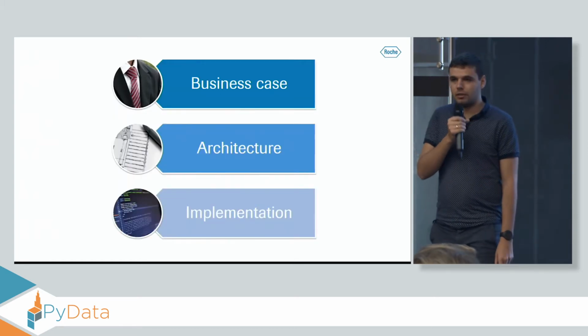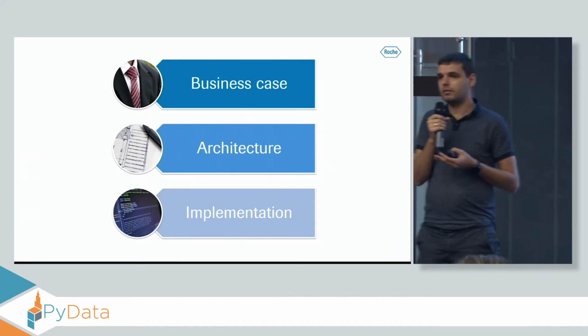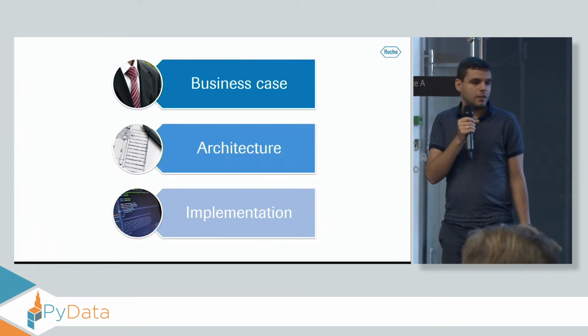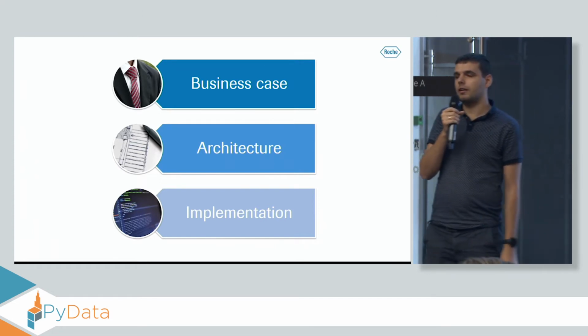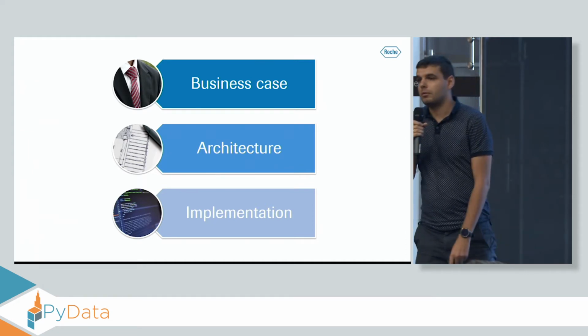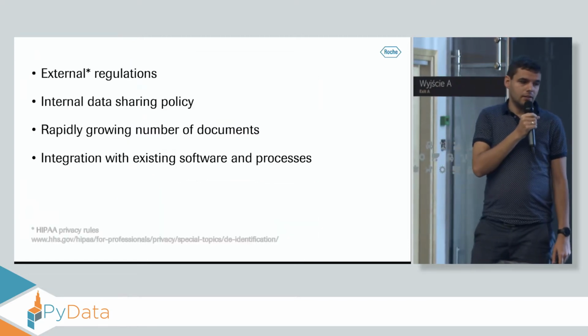Okay, so the outline of today's presentation is quite short. It's only 3 points. The first one is the business justification of the project. The second one is the high-level architecture overview. And the last one is devoted to the implementation, and this one will be the longest. Okay, so, business case.